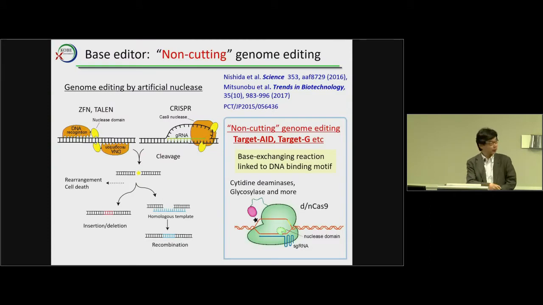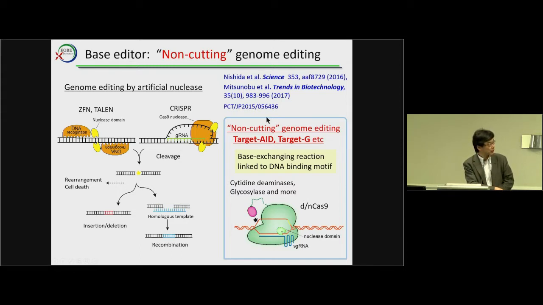So probably, as you know, CRISPR-Cas9 cleaves the genome, but our base editing system is a non-cutting genome editing system. That means this system targets A, I, D, target G. This is a base excision reaction linked to DNA binding motifs. So in that sense, this doesn't cleave the DNA, and so this is a very mild system.